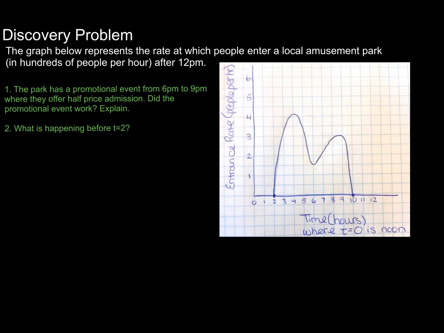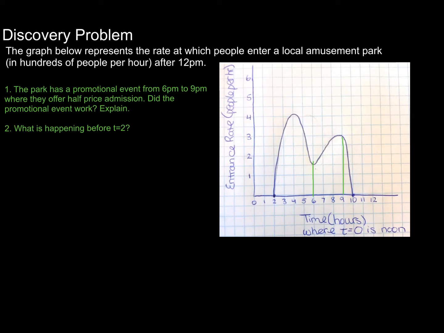Okay, so the promotional event from 6 p.m. to 9 p.m., the first thing you want to do is locate on the graph where this is. And since 0 is noon, 6 p.m. is going to be right here, and 9 p.m. is going to be right here. So if we take a look, what happened on that interval from 6 p.m. to 9 p.m., and I use the word interval to talk about everything in between 6 and 9 p.m., you can see that the rate at which people were entering was increasing between 6 and 9 p.m. So you could say, yes, it was working because the rate at which people entered increased over that interval.